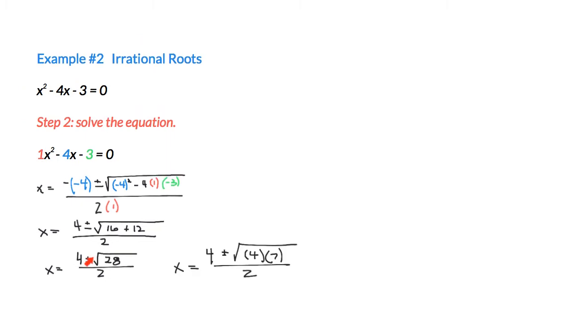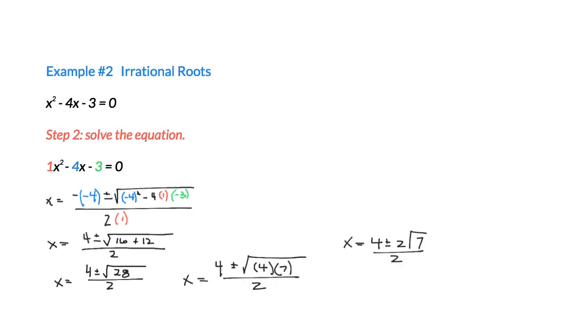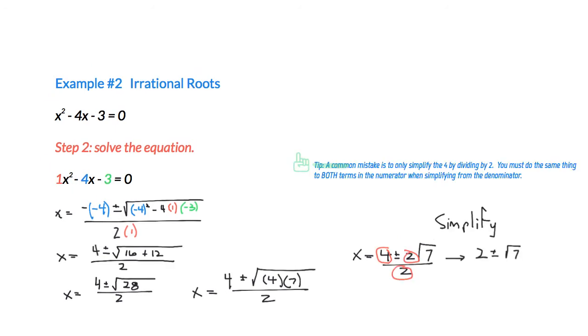The 28 can be factored into a 4 and a 7. You take the square root of 4, which is 2, and move it out here. Next step is to simplify further, but let me point out another common mistake here. It is easy to see that the 4 can be reduced by the 2 in the denominator, but you must also do that to this term here. I have seen this mistake a few times.